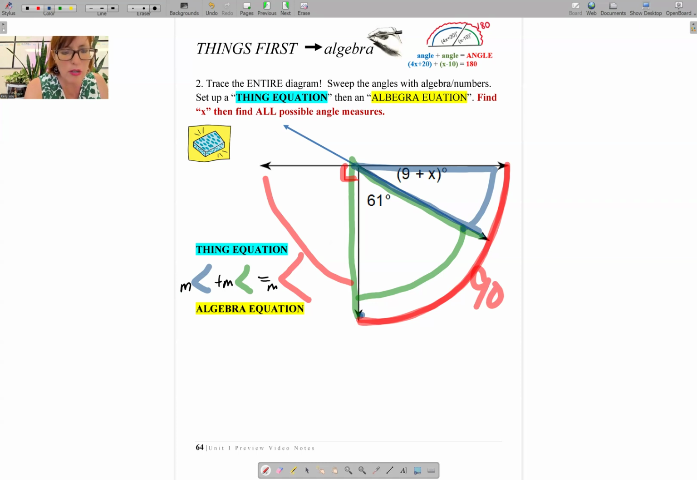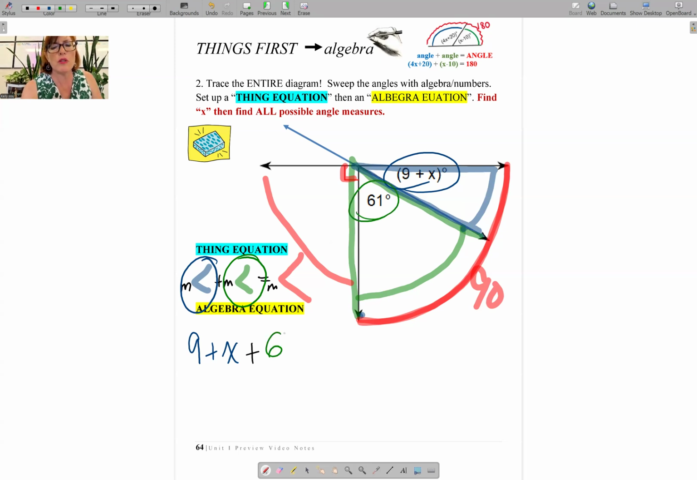Circle, plug, chug, circle, blue angle, circle its contents, 9 plus x. Circle, please circle. I'm circling that equal sign so I don't drop it. Circle the big angle, sweep, circle. The physical act of circling each aspect of your thing equation helps your brain not make mistakes in what you solve. This is a super easy problem.